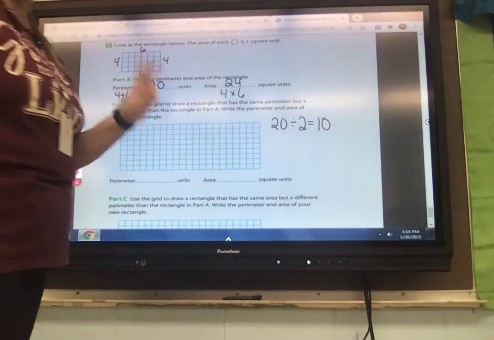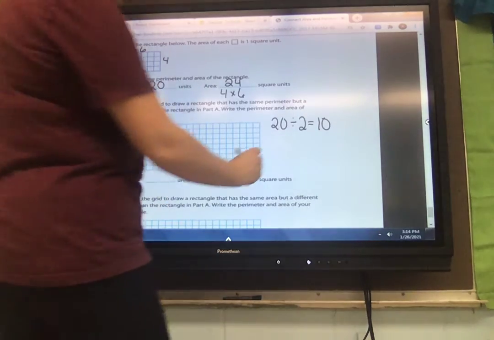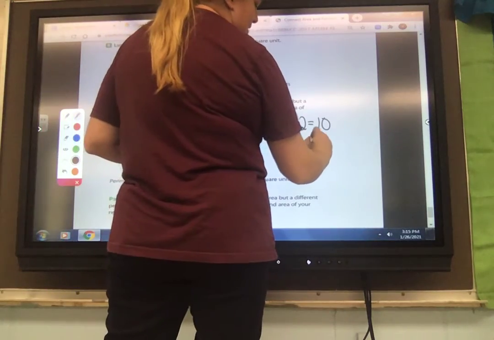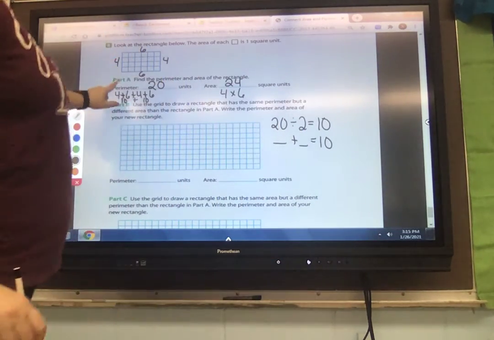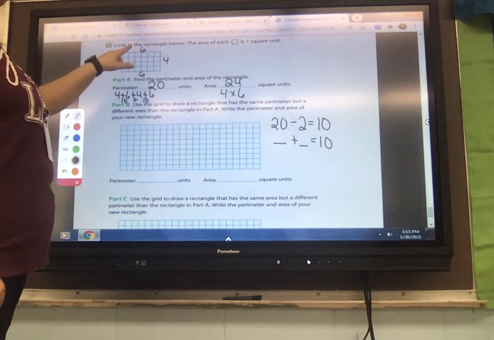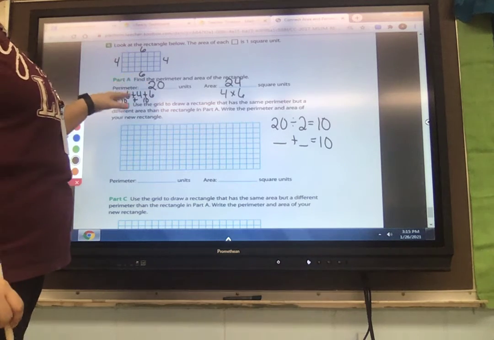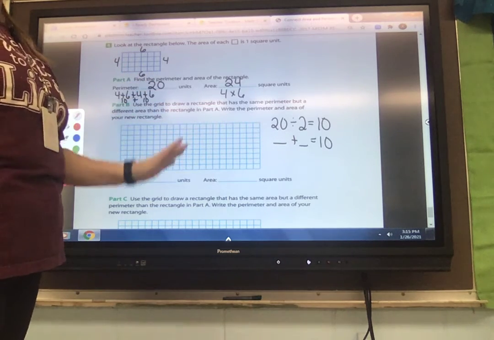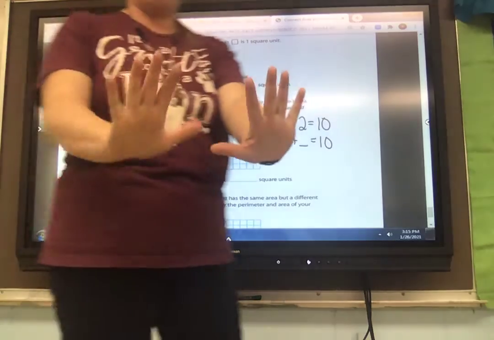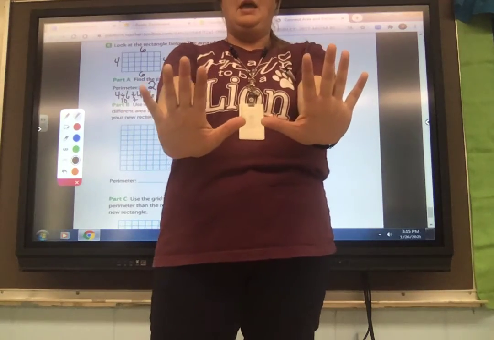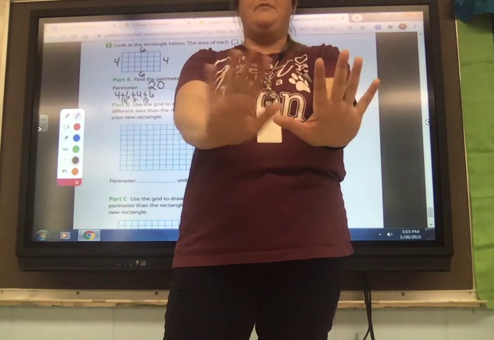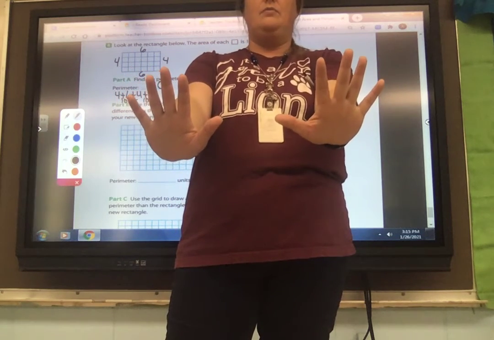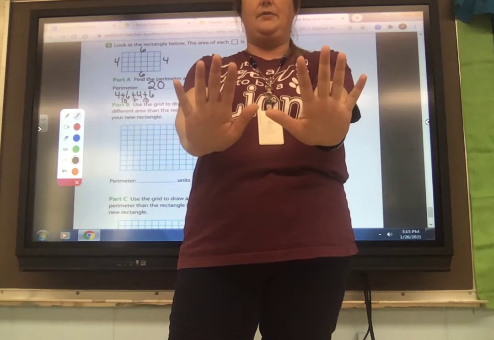So I need to think of 2 numbers that I can add together to give me 10. What plus what is 10? We already know 4 and 6 make 10, but I can't use that because I need a different perimeter. What else would make 10? Well, I have 10 fingers. How can I make 10? I could do 5 and 5, couldn't I? But 5 and 5 would make a square. I think we can do better.